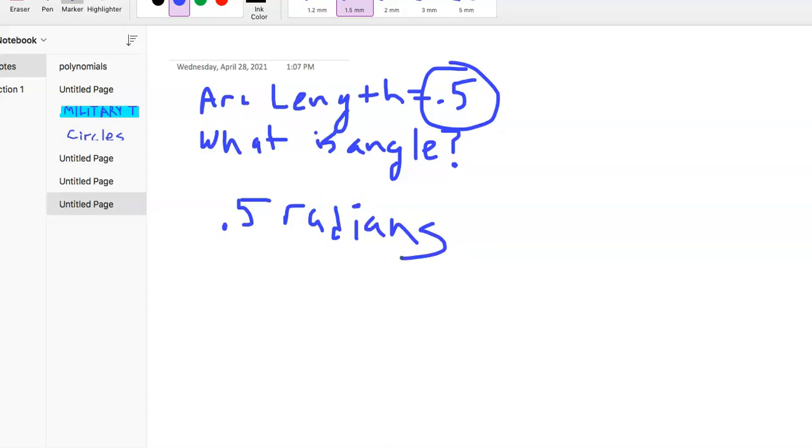All right, arc length is 0.5, 0.5 radians. If we'd said the arc length is 2.3, that would be 2.3 radians. So pretty simple to remember. Just know that they are the same. And with that, that is everything you need to know for circles.